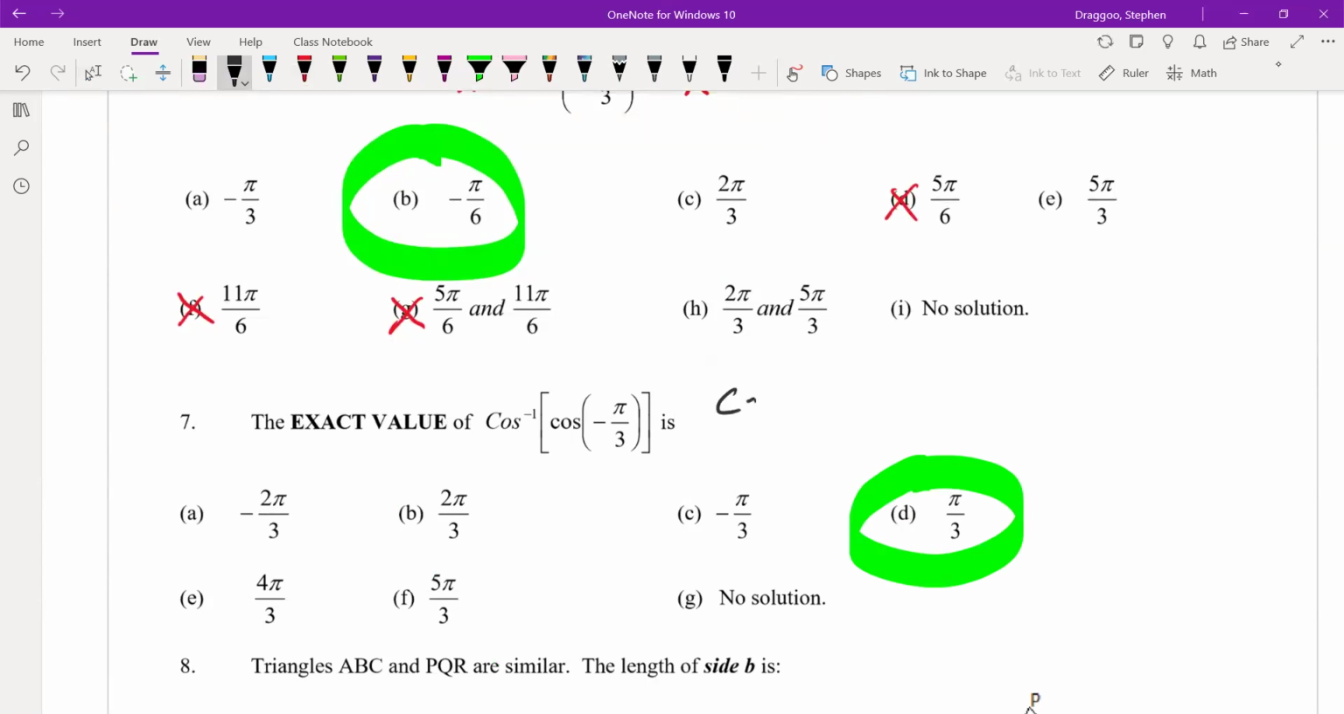Working from the inside out, I need the cosine of -π/3. Remember that cosine is an even function, so the negative on the inside doesn't change anything. So the cosine of -π/3 is the same as the cosine of π/3, both of which are +1/2, even though we're in the 4th quadrant. Then cosine inverse of 1/2 is π/3. Those are the steps I'd take to get there.